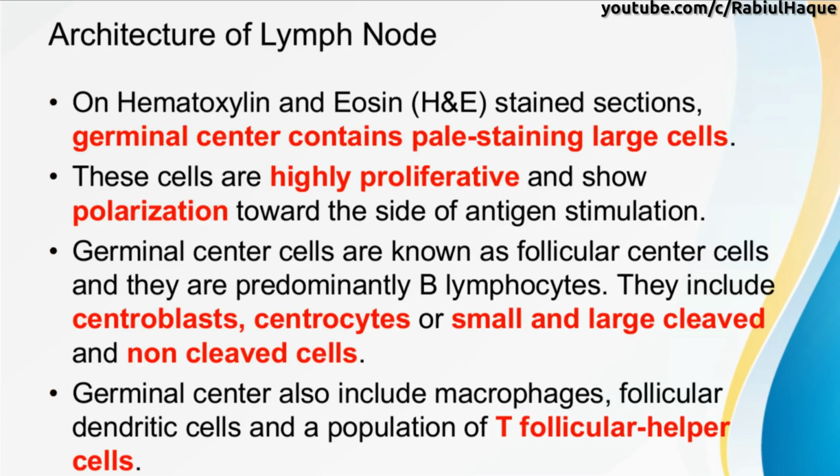Germinal center cells are also known as follicular center cells, and they are predominantly B lymphocytes. They will include centroblasts, centrocytes, or small and large cleaved and non-cleaved cells. The germinal center also includes macrophages, follicular dendritic cells, and a population of T follicular helper cells.